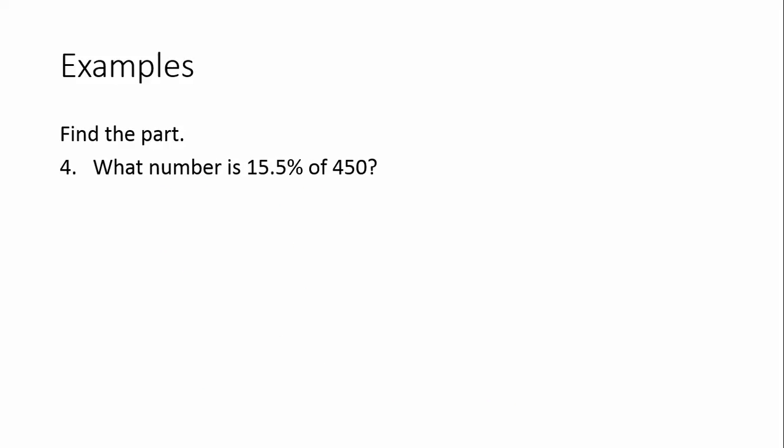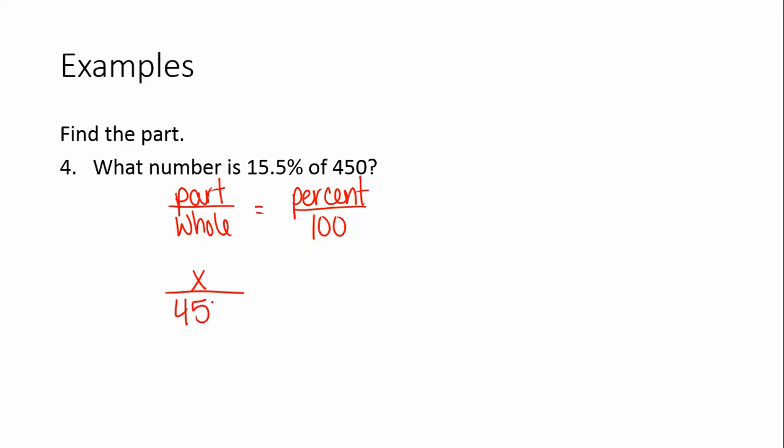Let's do some more examples, but now we're given the percent and we're supposed to find the part. So part over whole, we're still using the same proportion, equals percent over 100. So here again, it says to find the part, so the part is what we don't know. The whole, we're trying to figure out what number is 15.5% of 450. So there's your whole. Then our percent is 15.5, and it's over 100.